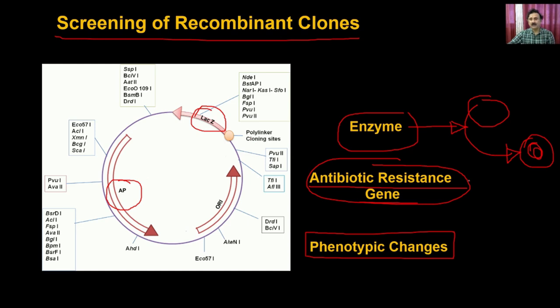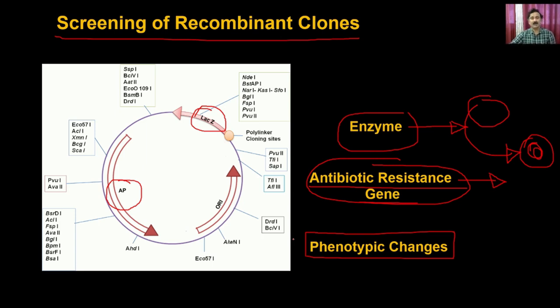In that case, if you plate it onto the antibiotic, the transformed bacteria, which are going to have this functional antibiotic resistance gene, are going to grow, whereas the untransformed bacteria are not going to grow. Similarly, there are other phenotypic changes which can also be used as a criteria. So this is all about the screening of recombinant clones.